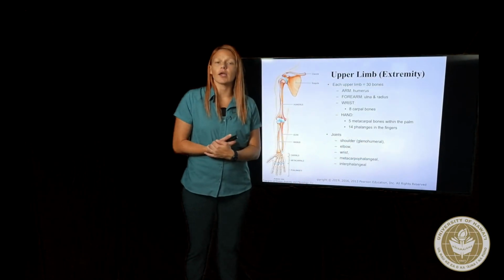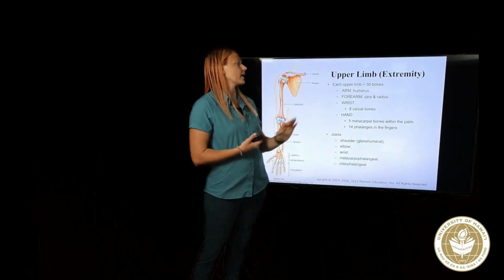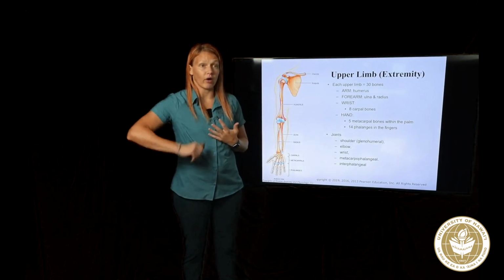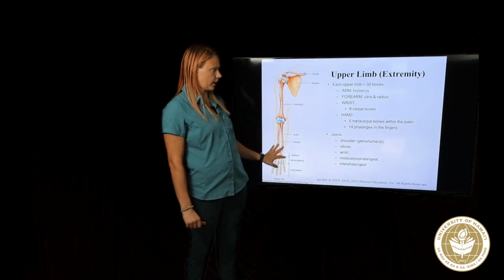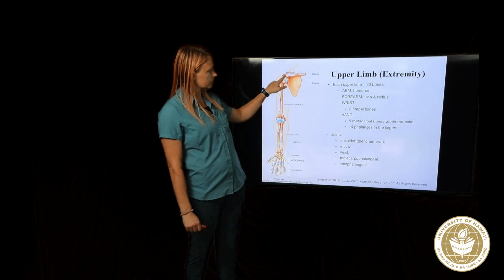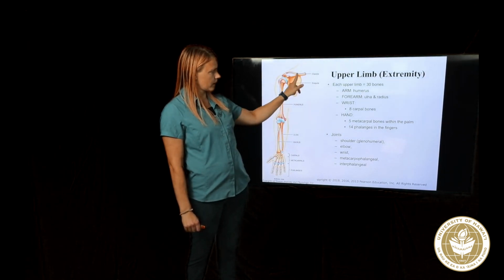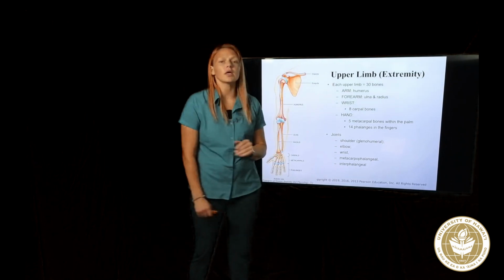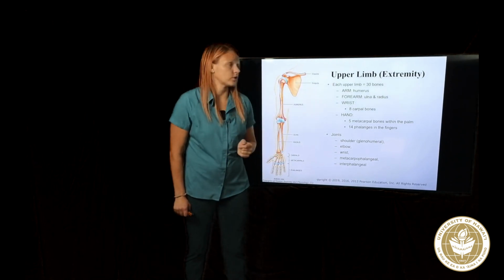Next, we're going to move on and look at our upper limb extremity. So in other words, we're going to be looking at our arm, the parts of our arm, right? So we talked about the clavicle right here. We talked about the scapula right here. Now we're going to move into looking at the upper limb, which is 30 bones total.